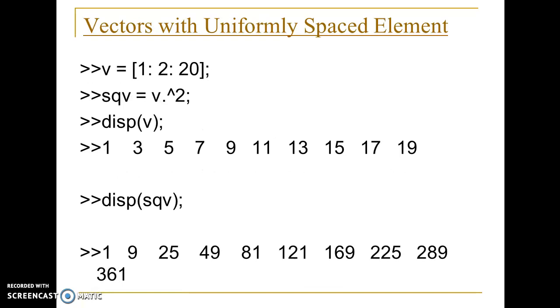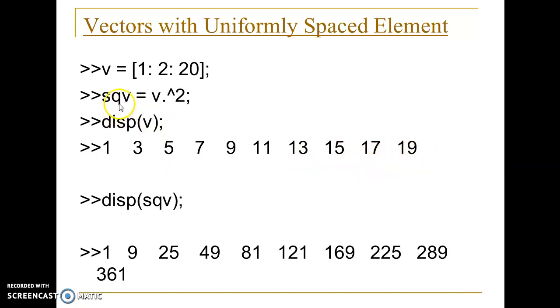Next is the vectors with uniformly spaced elements. Consider the example V is equal to 1:2:20. As I told previously, it contains the first element 1, the last element 20, but the elements are uniformly spaced by the interval 2. Hence, the vector is 1, 3, 5, 7, 9, 11, 13, 15, 17 and 19.